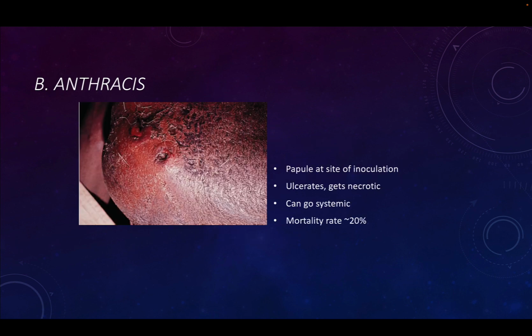So here we're looking at the cutaneous form. You get a papule or a lesion or an ulceration at the site of inoculation. Eventually it will ulcerate and go necrotic. It can go systemic, and if it does, that's when we see that mortality rate. In about 20% of patients, maybe a little bit higher, it can go systemic, and that's when we start to see mortality. But if you get this treated relatively quickly, you will most likely be fine.